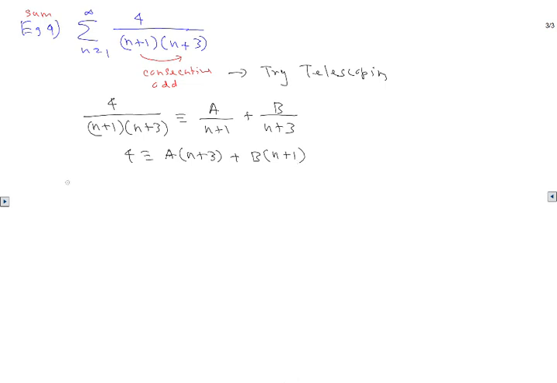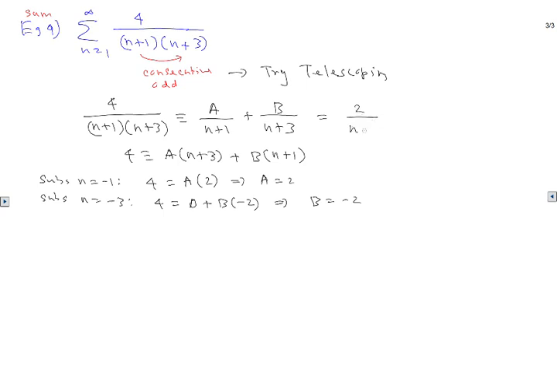Now we're going to do a smart substitution here. We're going to substitute n equal -1. Once you do that, the second term gets cancelled, so you get 4 equal a times 2. This says that a equal 2. Then we're going to do another smart substitution: n equal the other one, -3. So it's 4 equal 0 plus b times -2. This says that b equal -2. We find the two numbers. Now we're going to substitute those two numbers here. So this is 2 over n plus 1 minus 2 over n plus 3. So we're done.